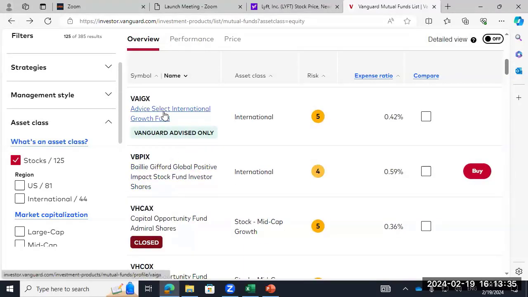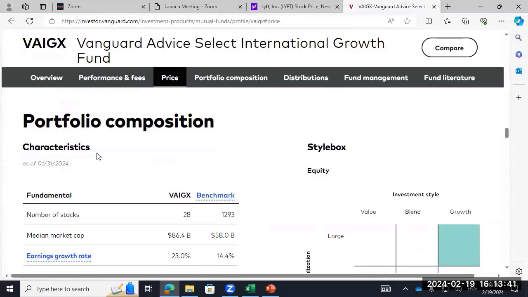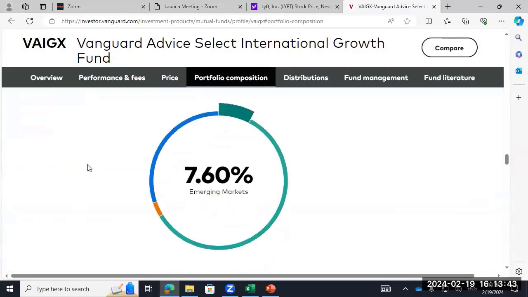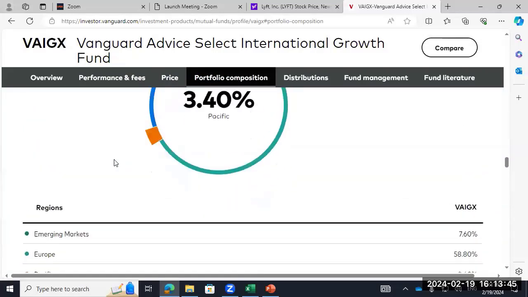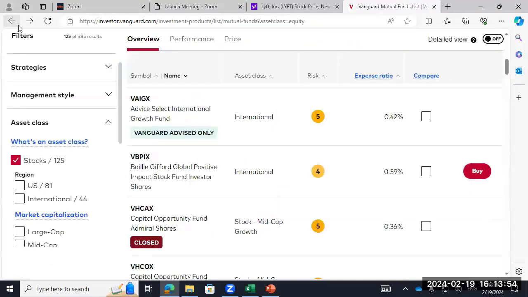There's an international fund that should not have any US in it. It should be 0 US. So we'll see if we go down to North. And again, see how they emphasize emerging? North America, they say 30%. They better not have any US in there, though.